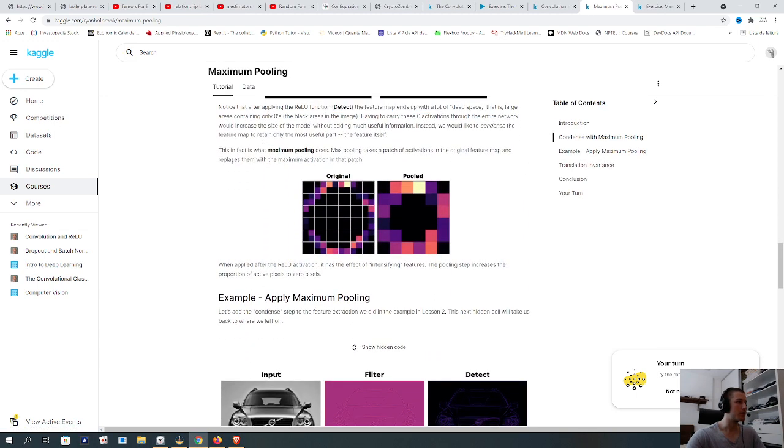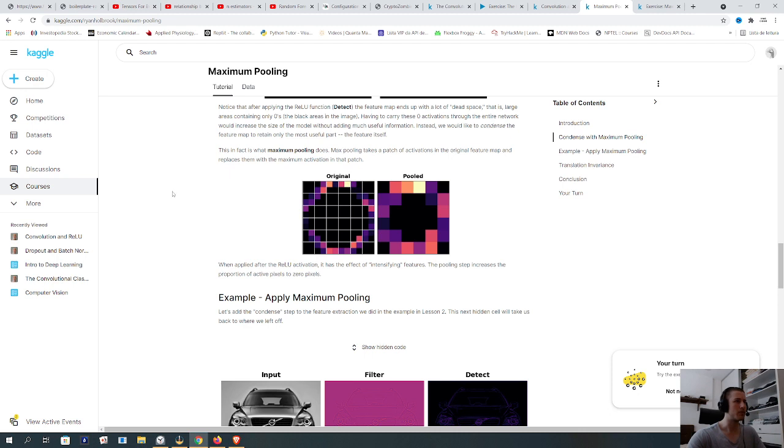Notice that after applying the ReLU function (detect), the feature map ends up with a lot of dead space. That is, large areas containing only zeros. The black areas in the image. Having to carry this zero activation through the entire network would increase the size of the model without adding much useful information. Instead, we would like to condense the feature map to retain only the most useful part, the feature itself. This in fact is what maximum pooling does.